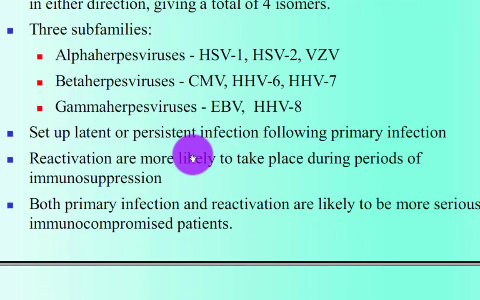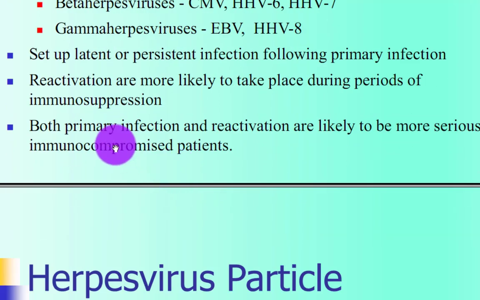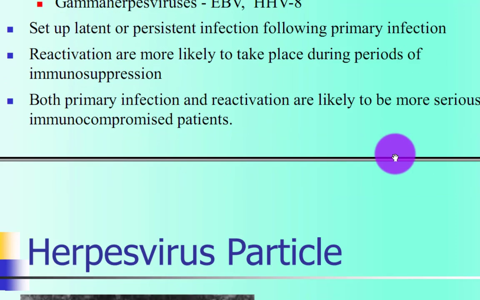They set up latent or persistent infection following primary infection. Reactivation is more likely to take place during periods of immunosuppression. Both primary infection and reactivation are likely to be more serious in immunocompromised patients.